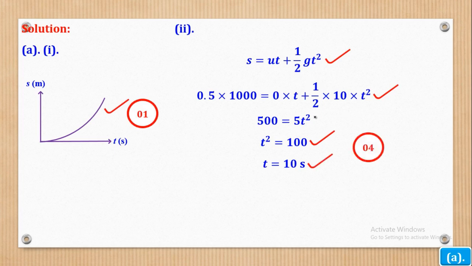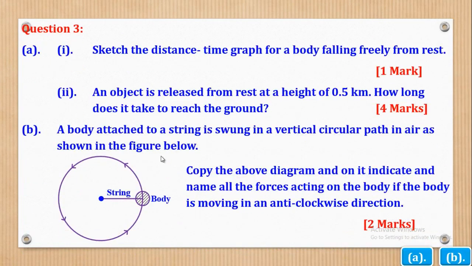So that is how the marks will be awarded for this slide. So now we shall go to part B. Part B says a body attached to a string is swung in a vertical circular path in air as shown in the figure below. So it's a figure. Copy the above diagram, and on it indicate and name all the forces acting on the body if the body is moving in an anti-clockwise direction.